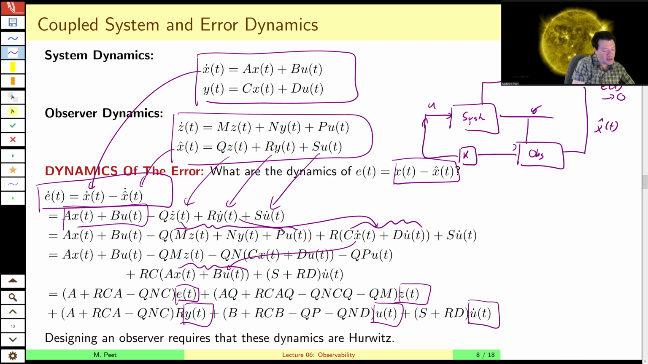Well, one condition that we could obviously impose is that everything here is 0, and this is 0, 0, 0. We could just make all that 0, and then if we have e dot equals some matrix times e, call it A hat if we like. If this is Hurwitz, well, then we're stable. And actually, it turns out that's what we'll do in the end. We're going to make all these extra terms disappear. But we'll do that on the next slide. I'm not going to do it on this slide.